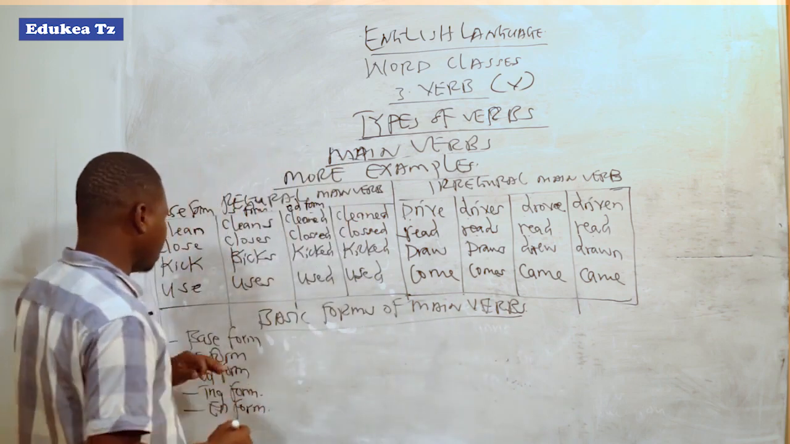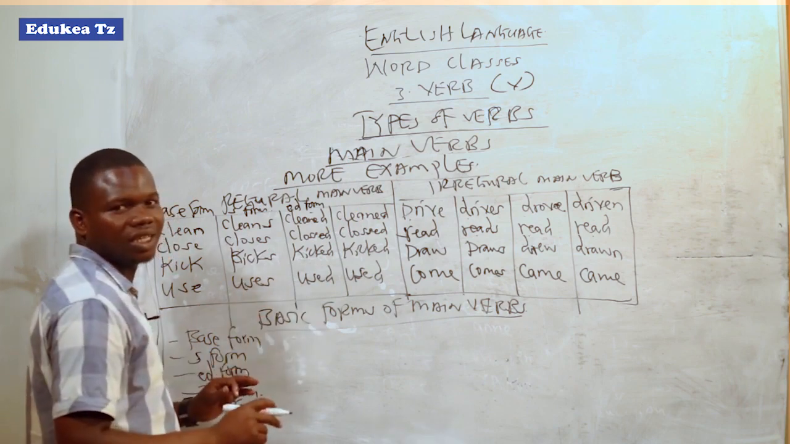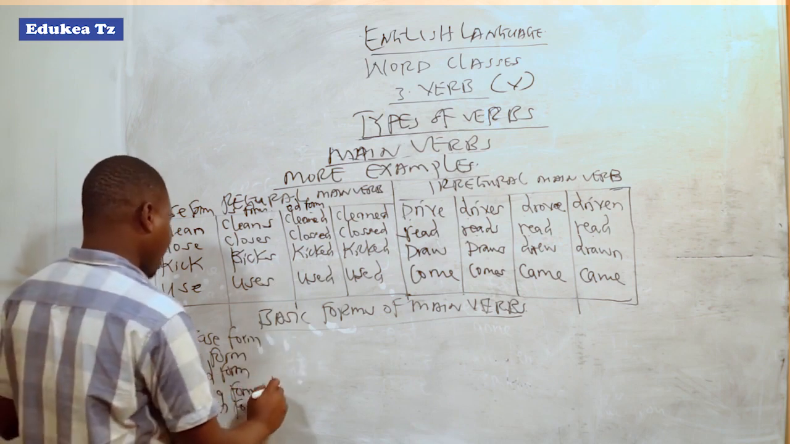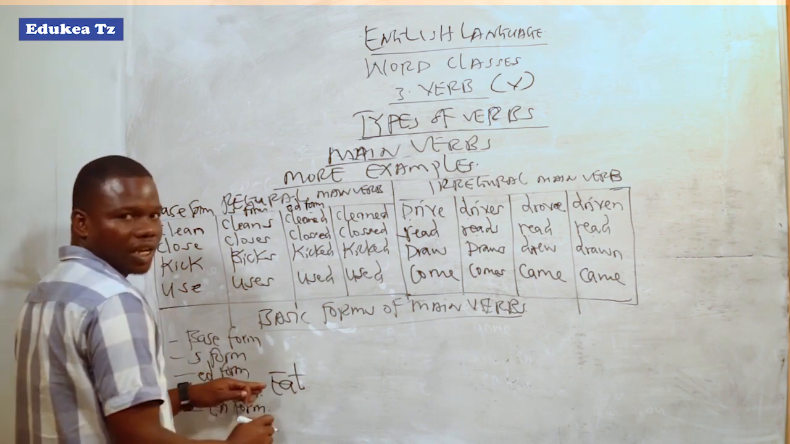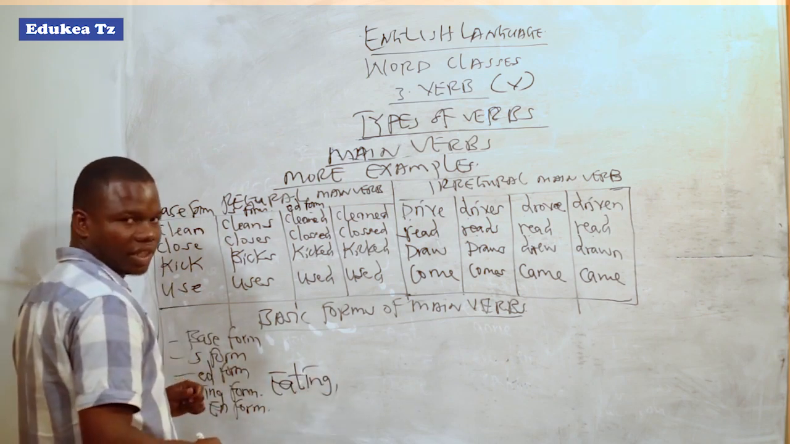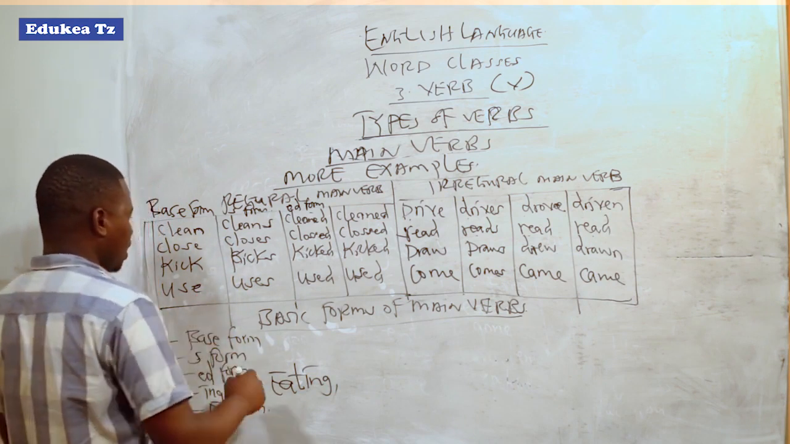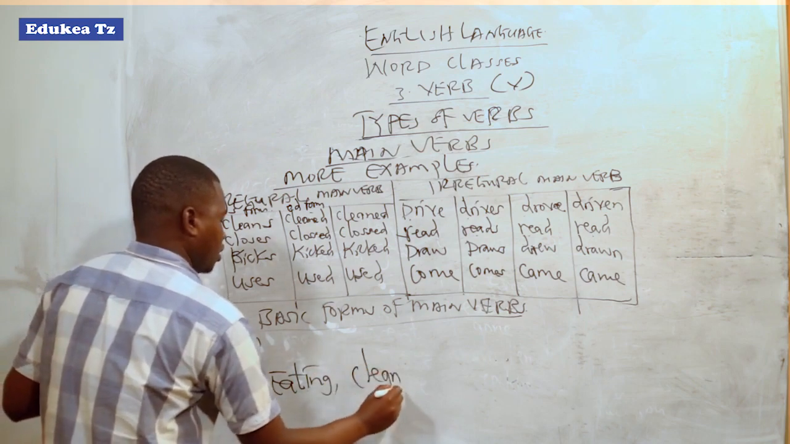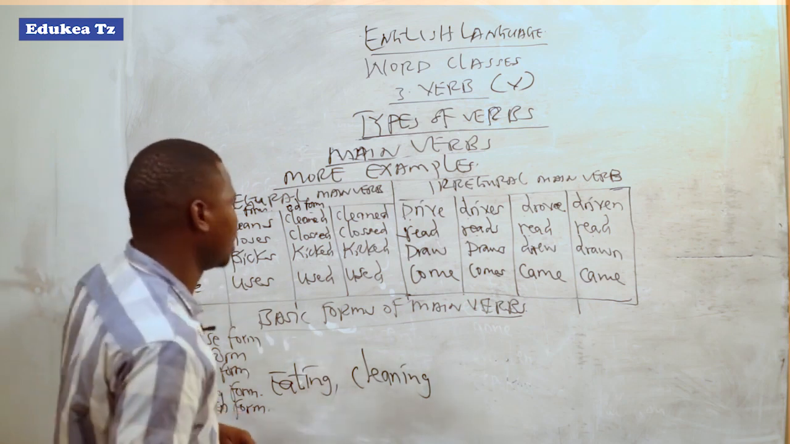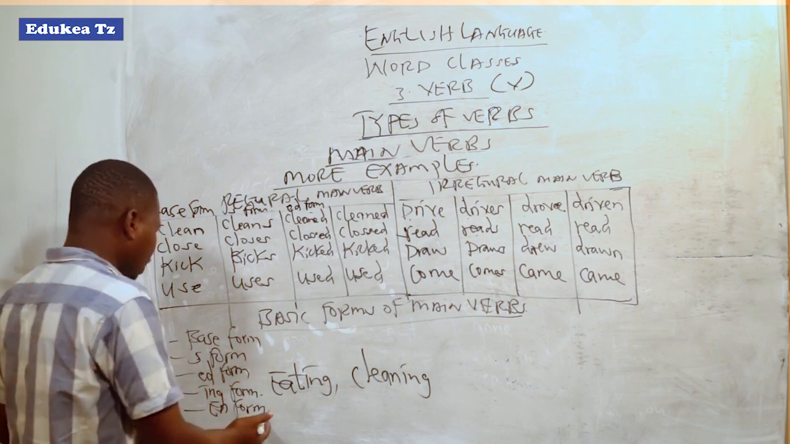Again, we have ing form. In ing form we add ing, regardless of the kind of verb, whether it is regular or irregular. For example, if our verb is eat, this is irregular, but it receives ing, then we get eating. And even once we take an example from regular, like clean, it can be added ing, then we get cleaning. It is like that. And the last base is en form.